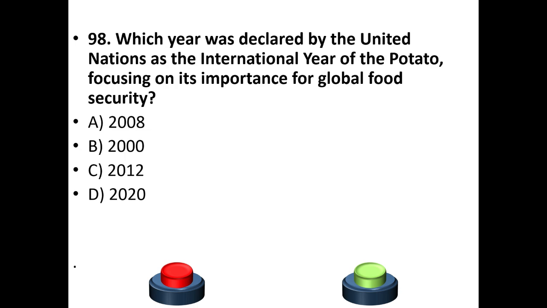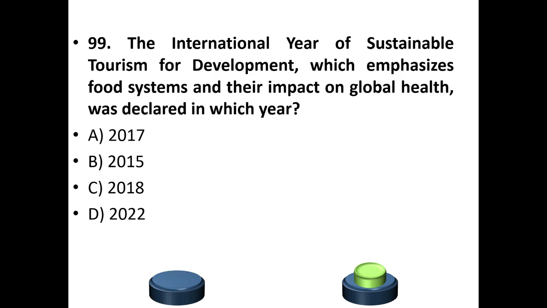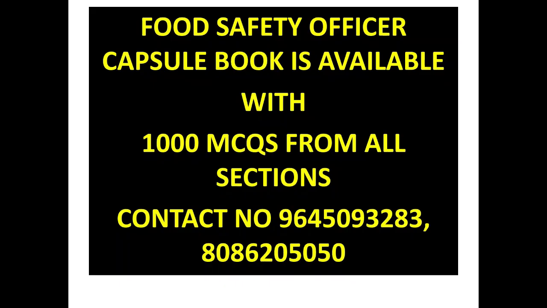98. Which year was declared by the United Nations as the International Year of Potato, focusing on its importance for global food security? 2008. 99. The International Year of Sustainable Tourism for Development, which emphasized food systems and their impact on global health, was declared in which year? 2017.